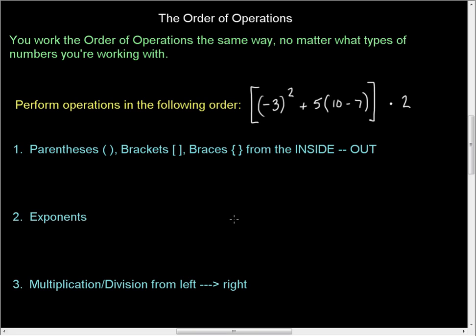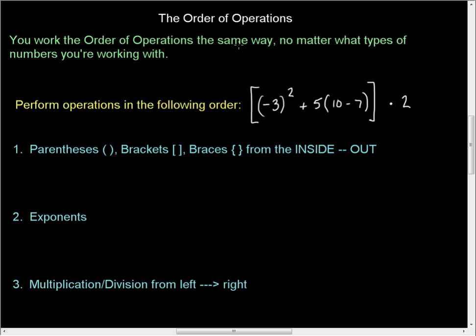In this video, we're just going to look at the order of operations concerning integers. As you see in this particular example, I have a negative 3 squared. Be very careful on this. The negative being inside or outside makes a difference in the answer.